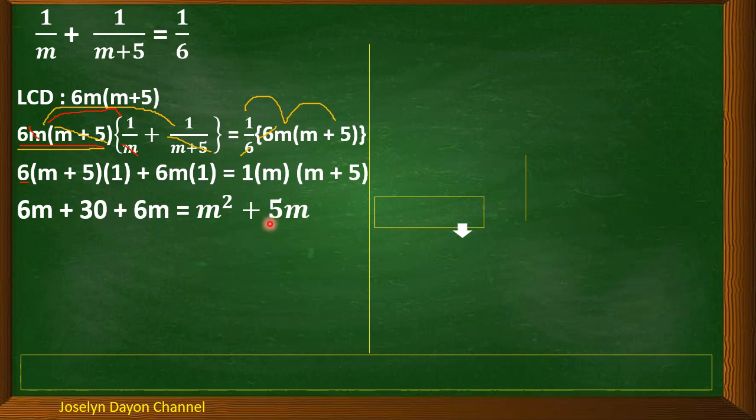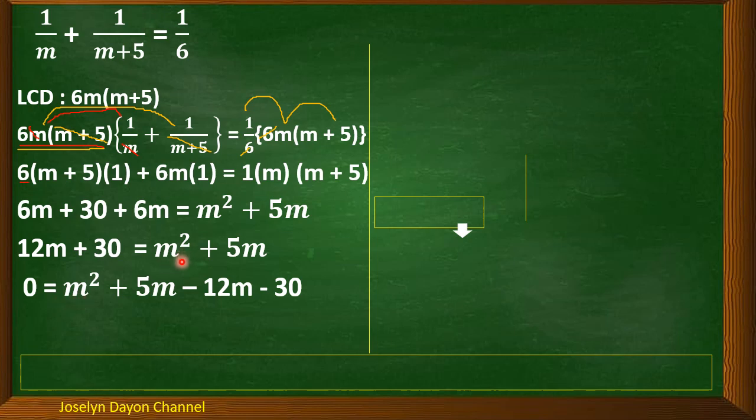Now we have to combine similar terms. We can combine 6m and 6m. And the resulting equation now is 12m plus 30, just bring down 30, is equal to bring down m squared plus 5m. Next, we have to rewrite the equation in quadratic equation in standard form. This time, I'm going to transpose 12m and 30 to the right side of the equation so that we can have a quadratic term that is positive. So the resulting equation now is 0 is equal to, just bring down m squared and 5m, and 12m became negative 12m, 30 became negative 30. Now we can still combine 5m and negative 12m. So the resulting equation now is 0 is equal to m squared minus 7m minus 30.